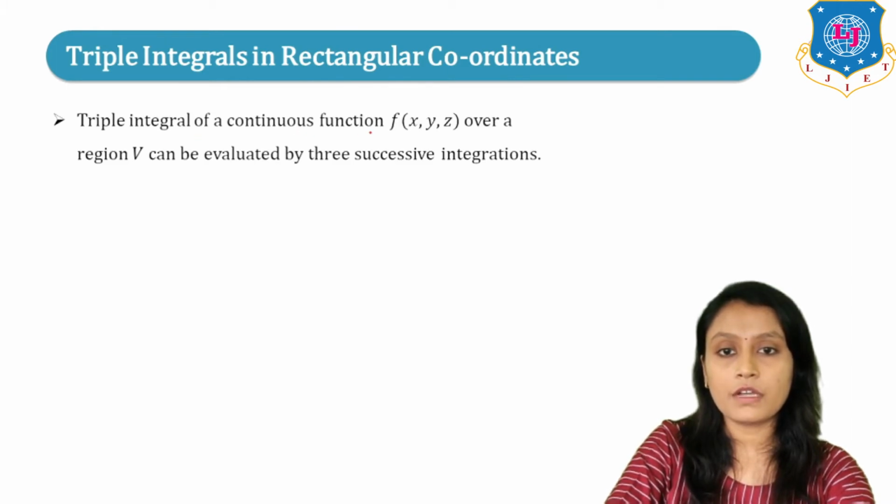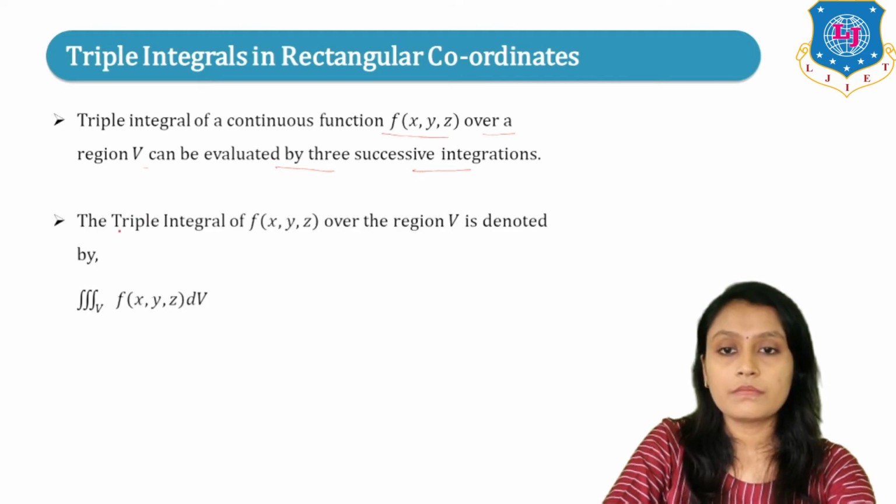The triple integral of a continuous function f of x, y, z over a region V can be evaluated by three successive integrations. The triple integration of f of x, y, z over the region V is denoted by triple integration over V f of x, y, z dV. So this is the notation for the triple integration over region V.